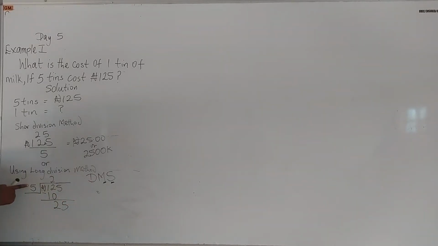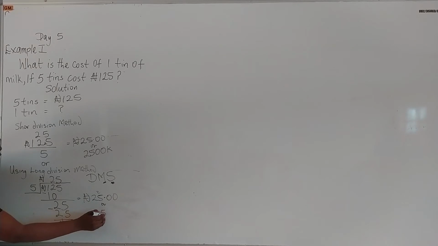Go back to D. The divisor should divide this 25. 5 divided into 25 is 5. Right on top of this 5. The multiplication. 5 times 5, 25. Write it under here. Then your S. Subtract. 0. So your answer is 25 naira. Then in kobo, 2,500 kobo.